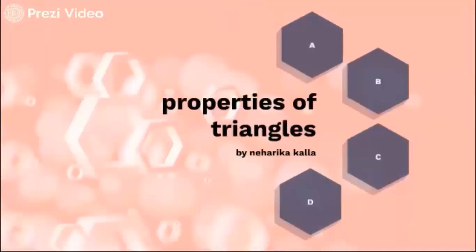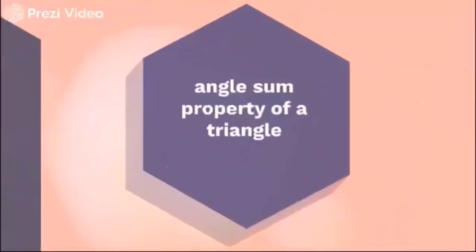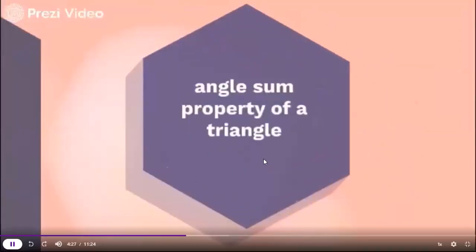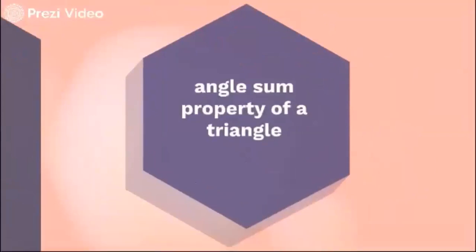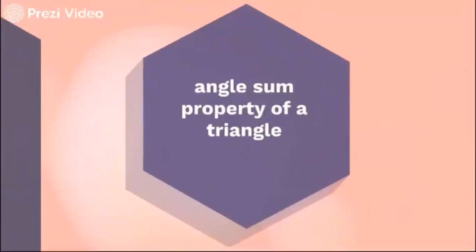So next, properties of triangles. There are some properties of a triangle, which is the angle sum property of a triangle. The angle sum property of a triangle states that the sum of all the angles of a triangle is always equal to 180 degrees.